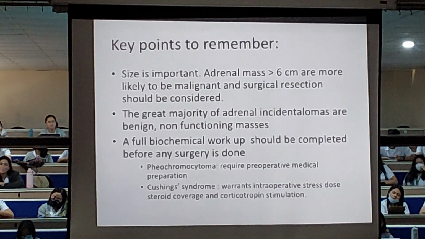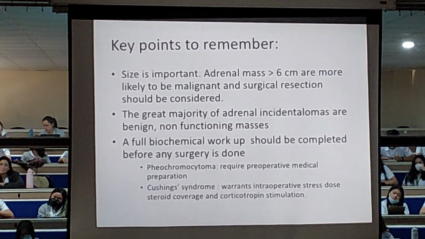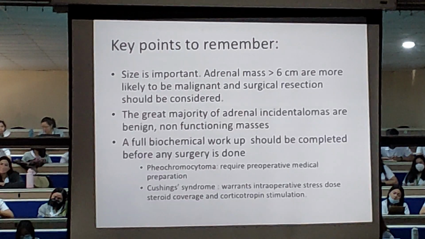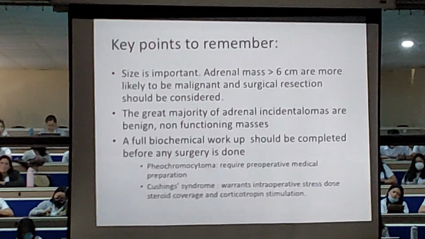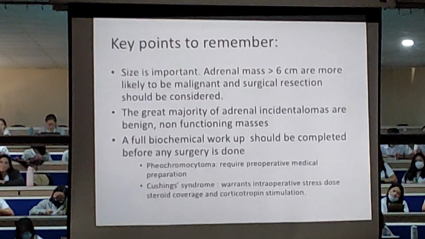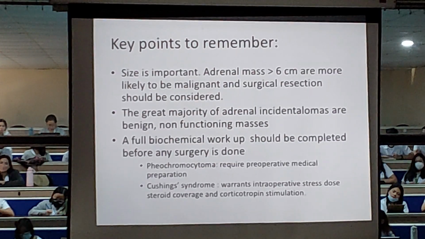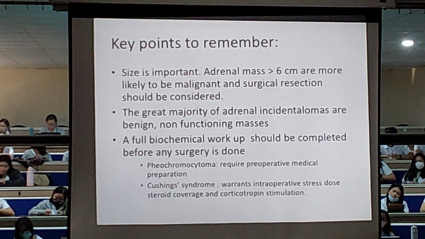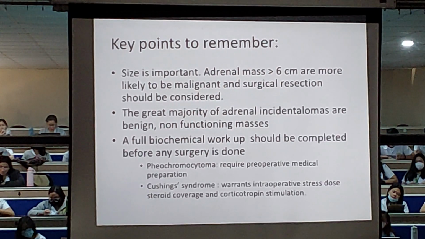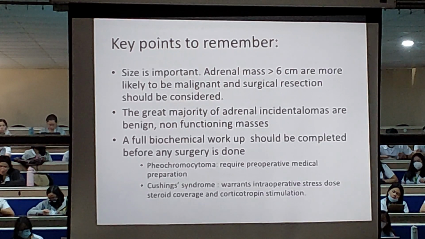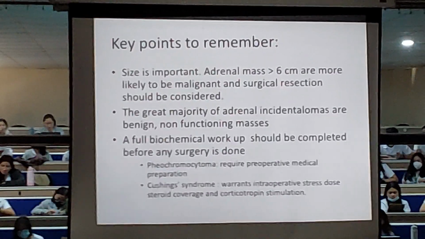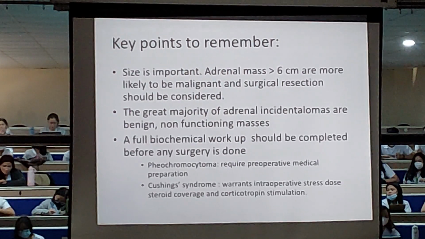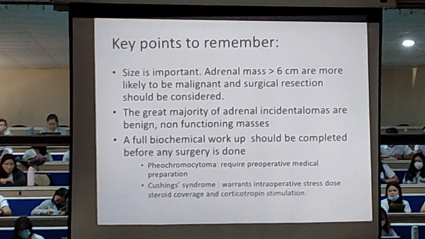For pheochromocytoma, we require preoperative medical preparation since there are increased levels of catecholamines. Catecholamines are a potent vasoconstrictor. So in pheochromocytoma, the vasculature is chronically constricted because of the increased levels of catecholamines. So you need to prepare these patients before surgery. You need to give an alpha blocker to dilate the venous system, followed by a beta blocker prior to surgery.